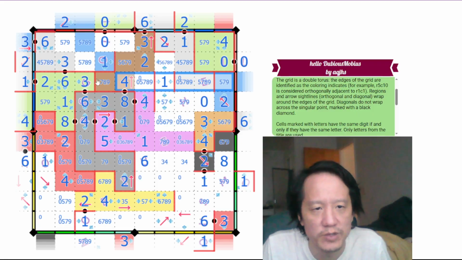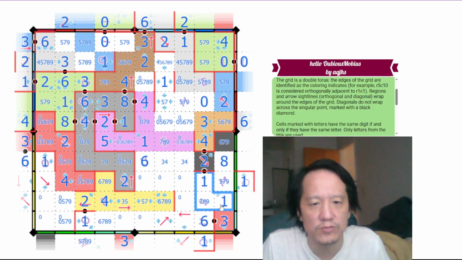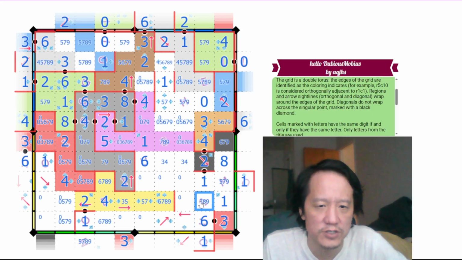This can't be 1 because of the 1 in that row. This can't be 1 because of the 1 in the row. So this must be 1. So these are, well, obviously separate regions. So that doesn't really tell us much.